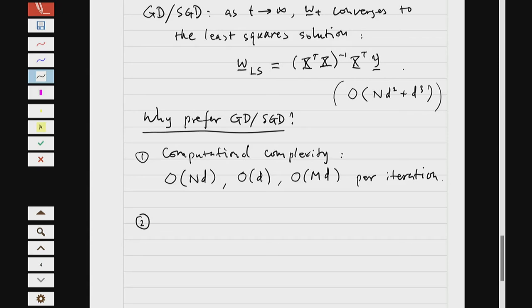Has anyone read about this before? Yeah, it's a bit more advanced. This is just a guess, but I remember there was a specific focus on the data being linearly separable. Is that related? This is linear regression, so no, we don't have anything about that.